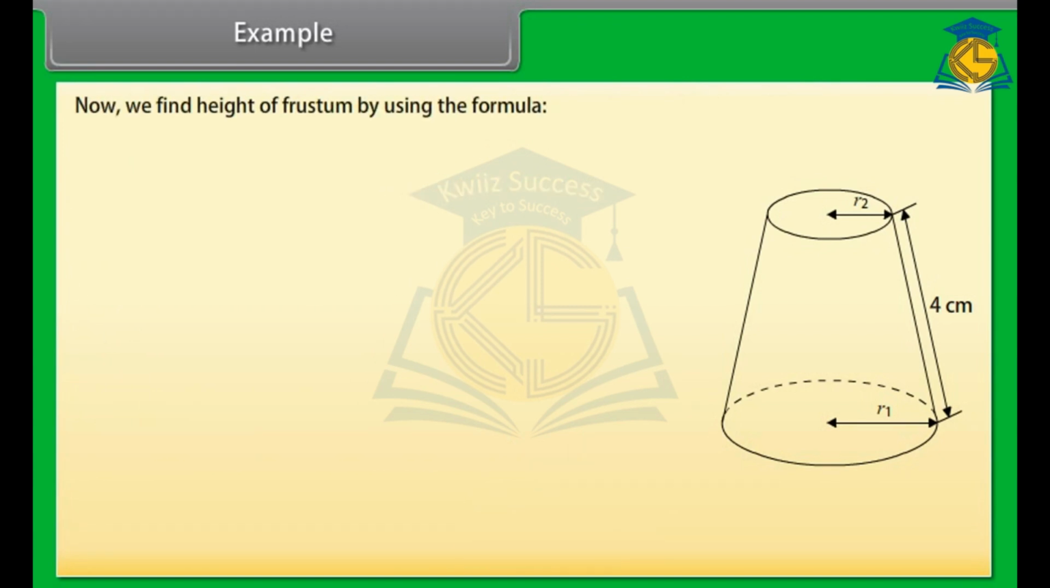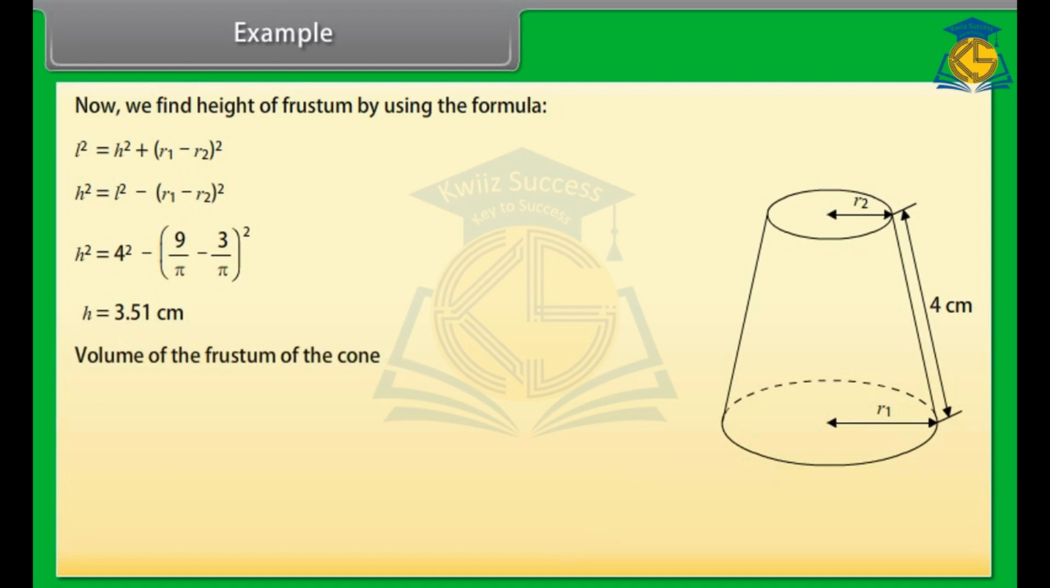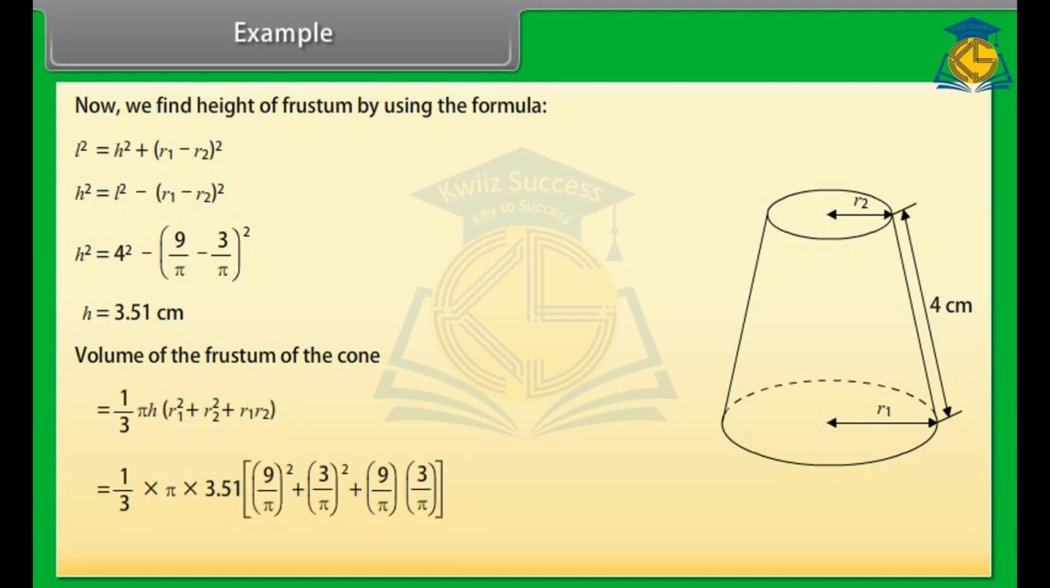Now we find the height of the frustum by using the formula L² = h² + (R1 − R2)². H² equals L² minus (R1 − R2)². By substituting the values we get h = 3.51 cm. The volume of the frustum of the cone, by substituting the values, is equal to 43.50 cm³.